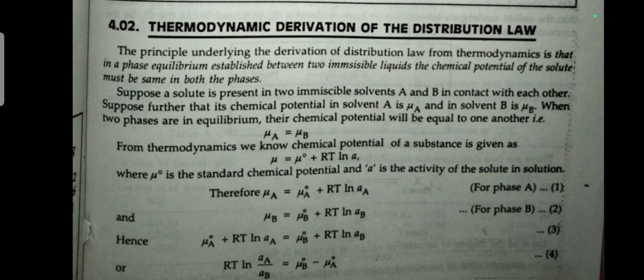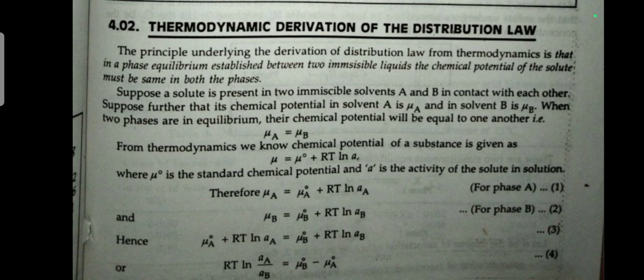Thermodynamic derivation of the distribution law. The principle underlying the derivation of distribution law from thermodynamics is that in a phase equilibrium established between two immiscible liquids, the chemical potential of the solute must be the same in both the phases. Suppose a solute is present in two immiscible solvents, A and B, in contact with each other. Suppose further that its chemical potential in solvent A is μA and in solvent B is μB. When two phases are in equilibrium, their chemical potentials will be equal to one another. That is, μA = μB.